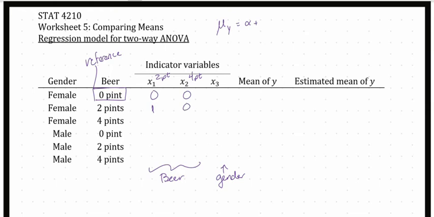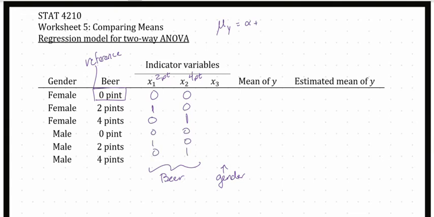For a female who has had 4 pints of beer, what should be the values for the 2 pint and 4 pint indicators x1 and x2? Again, yes, the 2 pint indicator should now be 0 and the 4 pint indicator should now be 1, because they have not had 2 pints and they have had 4 pints. Now please fill in the male 0, 2, and 4 pint indicators. I hope your work looks like mine.